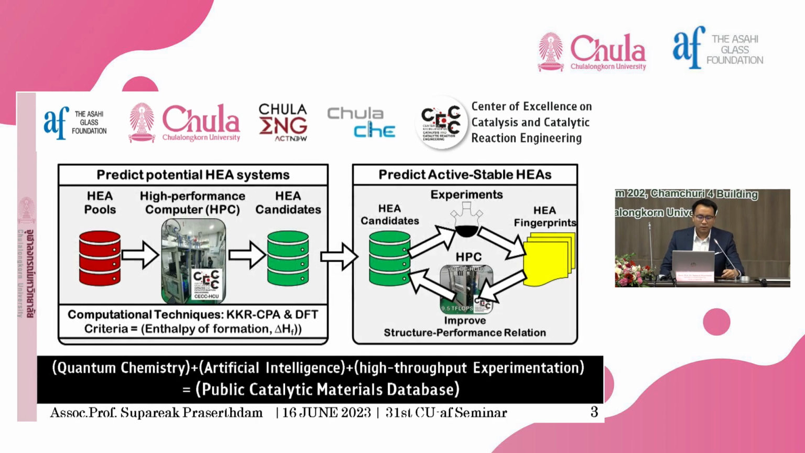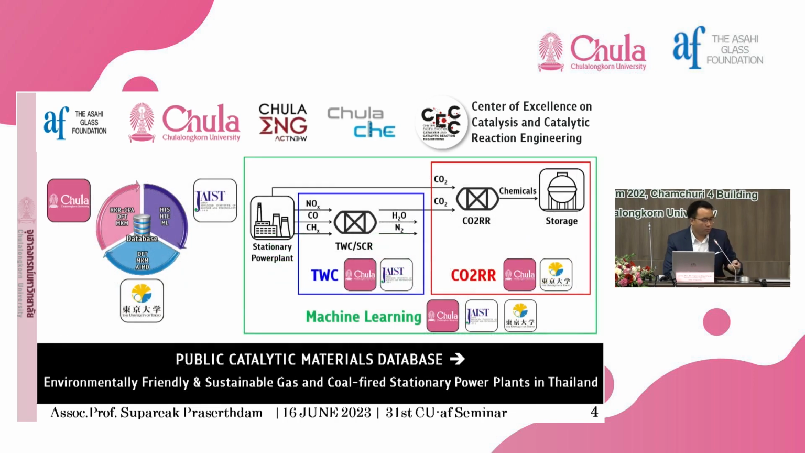Okay. As I told you, we use quantum chemistry, AI, and also high throughput experimentation to construct the database, as you can see here. When we have the database, then we can learn and provide insights when we scan for new materials. And as you can see here, if you have stationary power plants, they produce not only electricity but also toxic gases like NOx and carbon monoxide and also unburned hydrocarbons and also CO2, of course.